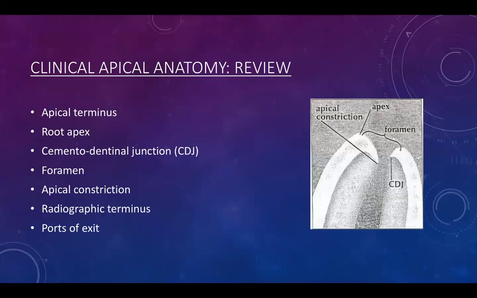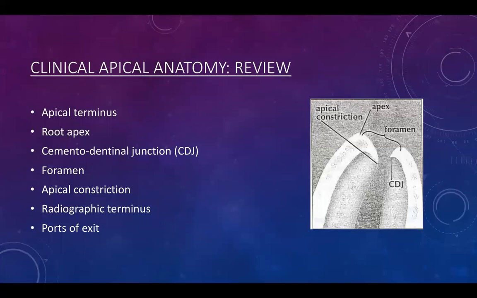So just to review on some clinical apical anatomy, I'm sure you guys are familiar with all of these terms, but I'm just going to quickly go over them. The apical terminus is essentially the end of the main root. Root apex is the vertex of the root. Some main canals or accessory canals may or may not exit at this point. Sometimes they may exit at the side.